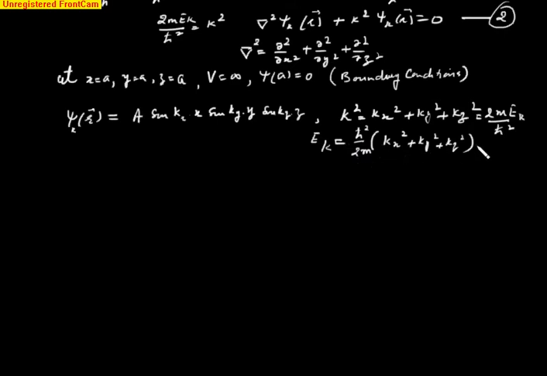Now let us write down equation number 3 here. Now using this solution we can find what is the value of kx, ky and kz. For that we have to apply this boundary condition that x is equal to a, y is equal to a and z is equal to a, where potential is infinite, this psi will vanish. And the sine function will vanish when its angle will be equal to pi or an integral multiple of pi. That means when kx into a, x is equal to a, will be equal to n times pi.